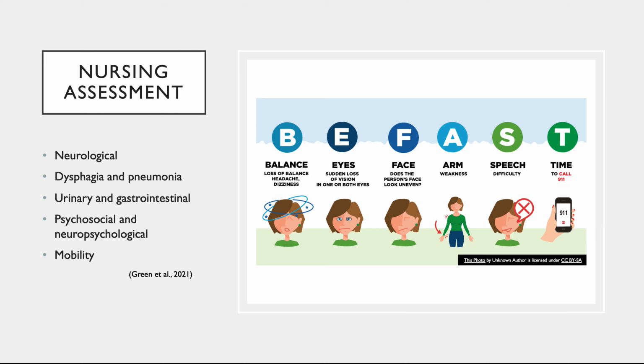Recognize the signs of another stroke using the BE FAST acronym. B for balance, loss of balance, headache, or dizziness. E for eye, sudden loss of vision in one or both eyes. Face, if the person's face looks uneven. Arm, if one side of the arm is weak. Speech for difficulty speaking. And T for time, which is to call a code stroke in a hospital or call 911 if outside the hospital.